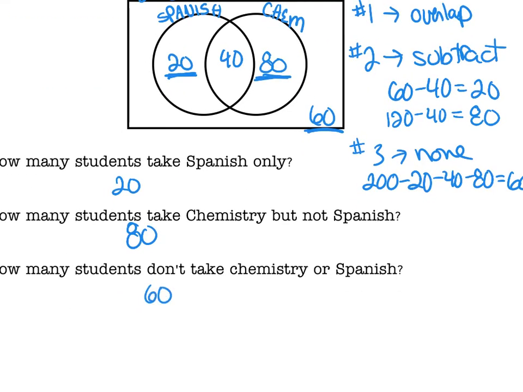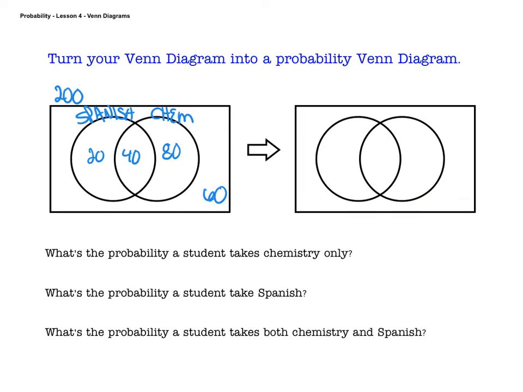Okay, next slide. Okay, so I just copied our Venn diagram from the last slide onto this one. Now we're going to turn it into a probability Venn diagram. So Spanish, Chem, 200. So out of the 200, you have a 20 out of 200 chance of a kid just taking Spanish, a 40 out of 200 chance that they take Spanish and Chem, 80 out of 200 chance it's just chemistry, and a 60 out of 200 chance that they don't take either.